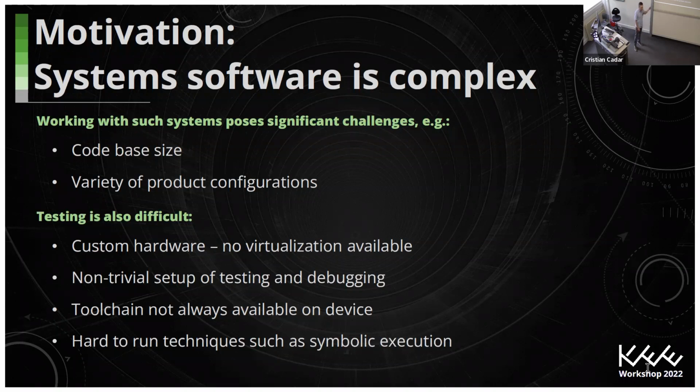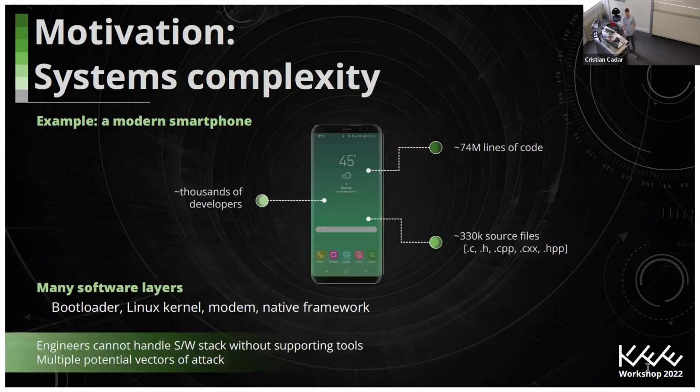As a result, it's hard to run some techniques such as symbolic execution on these types of systems. Just to give you an example, the smartphone has over 70 million lines of code, over 330,000 source files in C and C++, and also lots of developers, many software layers, therefore multiple vectors of attack. We really need automation tools. Manual handling of these systems is no longer possible.